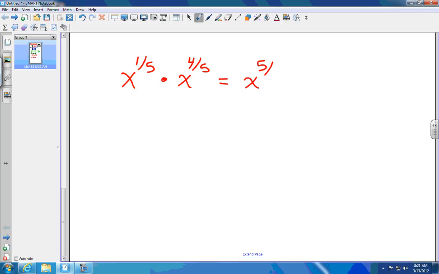5/5 or 1. So x will be your answer there. But again, if you don't remember that rule, what you do when you multiply with the same base, that's going to be pretty difficult. y to the 1/7 times y to the 3/7. Again, same problem. Multiply the same base, add the exponents, and you get y to the 4/7. Pretty simple if you remember.